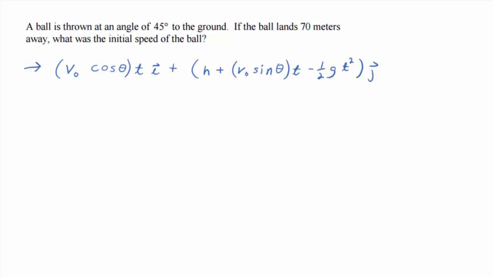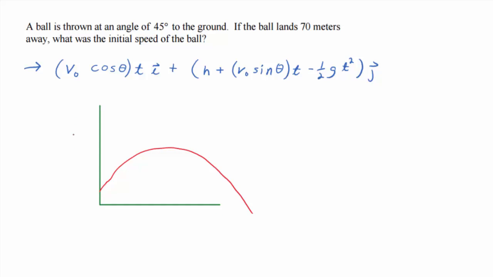The idea in this problem is to use the equation v naught cosine theta t i plus the quantity h plus v naught sine theta t minus 1/2 the gravitational constant times t squared j. It's a mouthful. So how do we use this equation? Essentially, it gives us the path that a projectile would take.